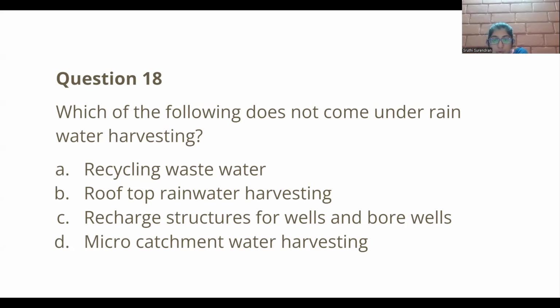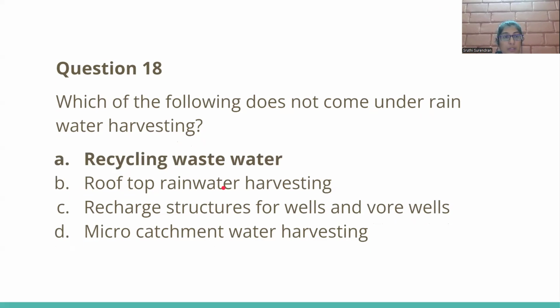No more answers. Okay. Shalina is saying A. Gokula is saying A. I think pretty much all of you have an idea about what all comes under rainwater harvesting. So let's move to the answers.